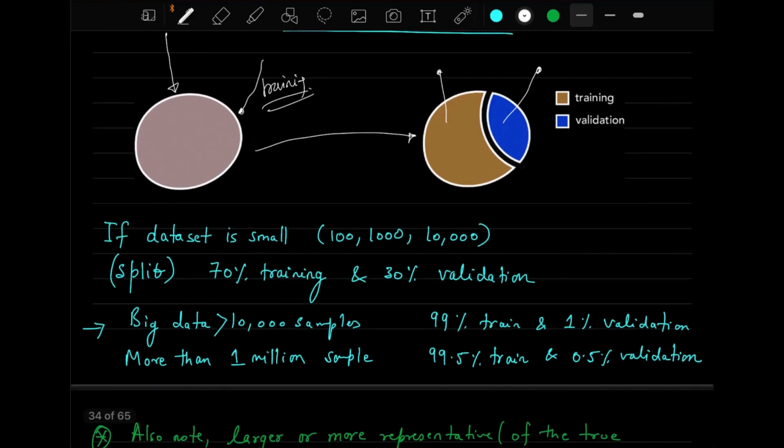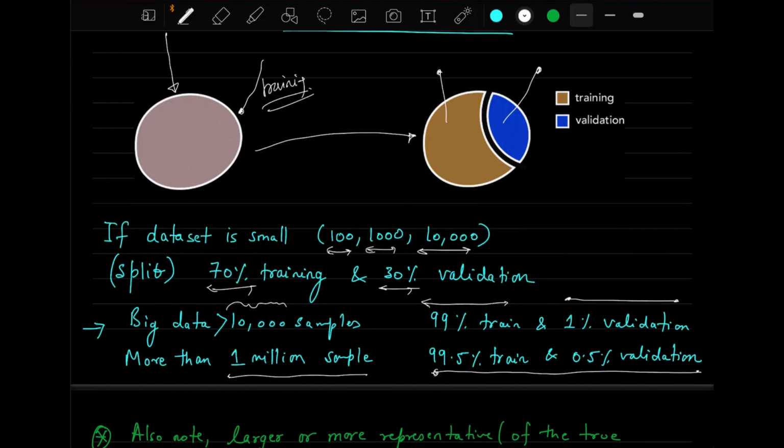And this is actually a general statistic. If the data set is small, like 100 or 1000 or 10,000 points, then the split is basically a 70-30 ratio you can take in terms of the validation. But if the data set is more than 10,000 samples, then you can have 99% training data set and 1% validation data set. If it is more than 1 million, then you can have this type of bifurcation. So this is a general trend depending upon your problem size.